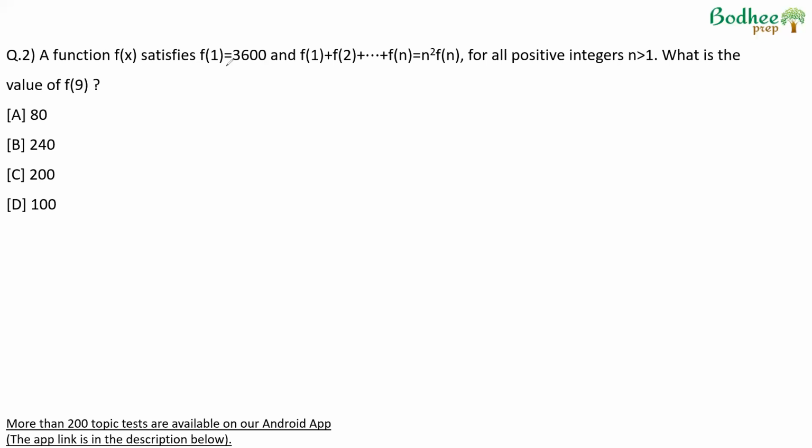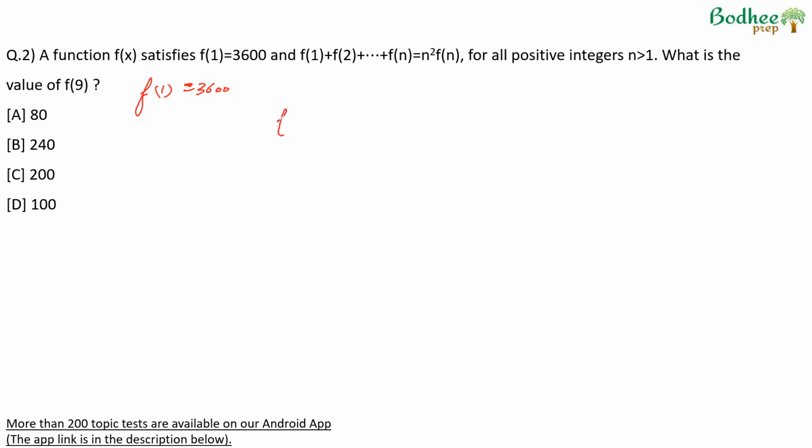A function fx satisfies f of 1 is 3600, f of 1 plus f of 2 plus f of 3 up to f of n is n square fn for all positive integers n greater than 1. What is the value of f9? So here what we tend to do is we find out f of 1, 2, 3 and so on and look for a pattern. So f of 1 is given as 3600, that is there.